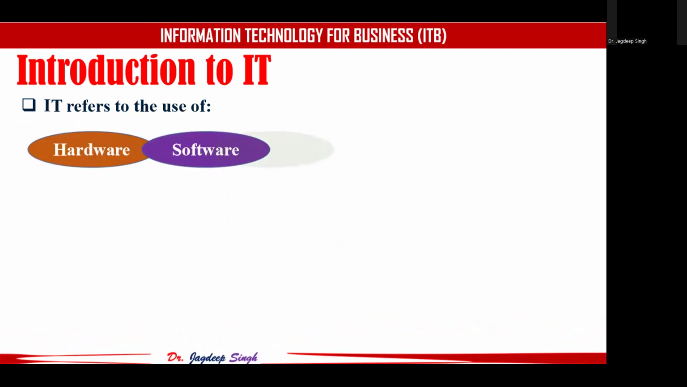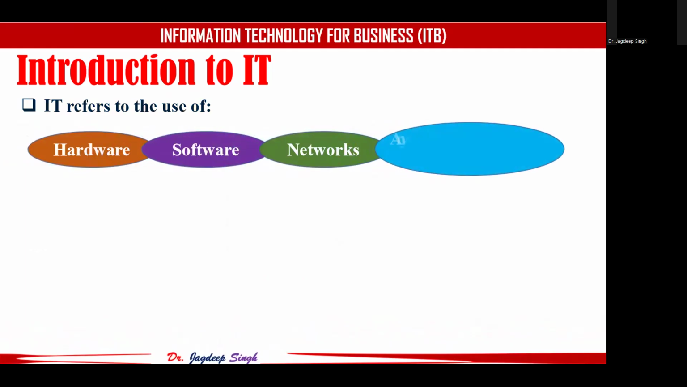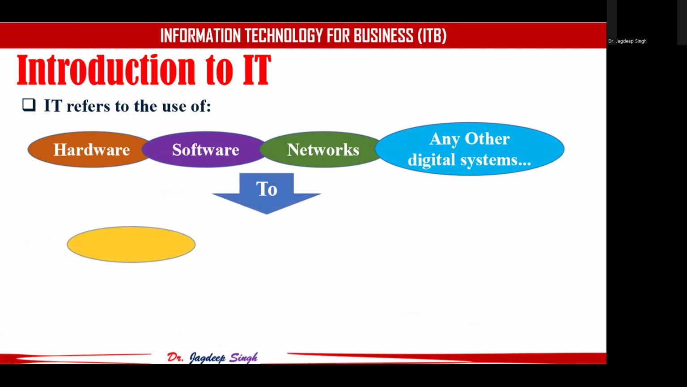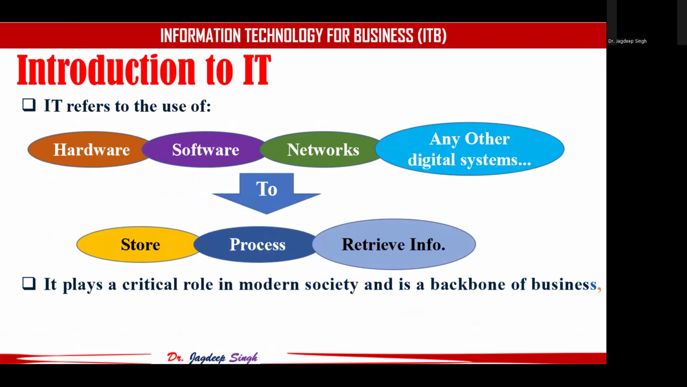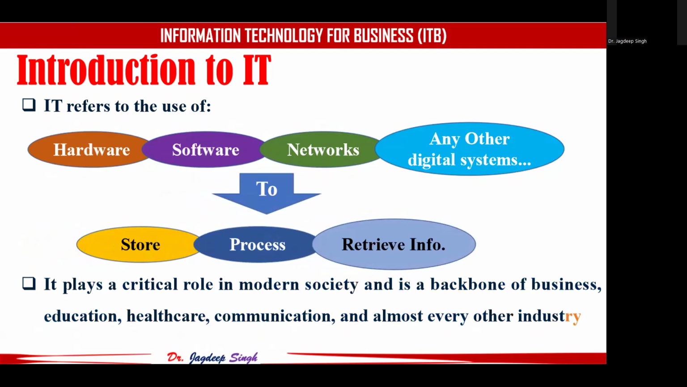Now, further, we need to understand how IT works and what IT is about. IT refers to the use of hardware, software, networks, and any other digital systems to store, process, or retrieve information. It plays a critical, important role in modern society and is a backbone of business, education, healthcare, communication, and almost every other industry.